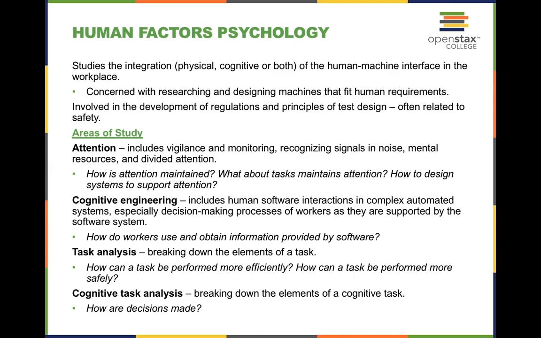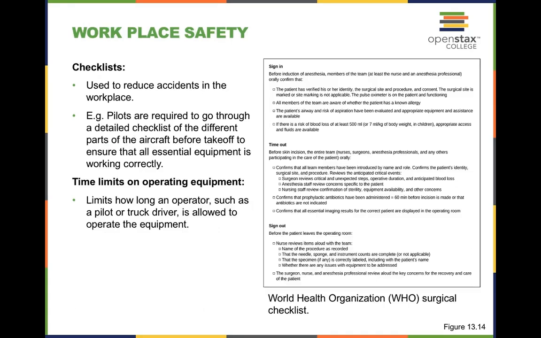How are decisions made? When it comes to workplace safety, we have to have checklists. They are used to reduce accidents in the workplace. For example, pilots are required to go through a detailed checklist of the different parts of the aircraft before takeoff to ensure that all essential equipment is working correctly.